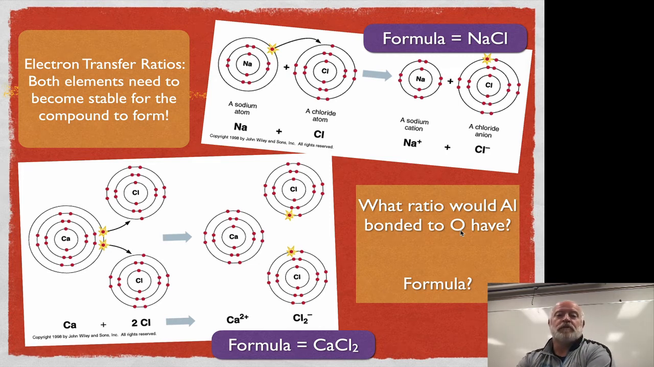So if you don't know, look up aluminum's charge. How does it want to ionize? Is it a +1, +2, +3, +4, +8, whatever it is? And what is oxygen's charge? Is it a -1, -2, -3, -4, whatever it is?